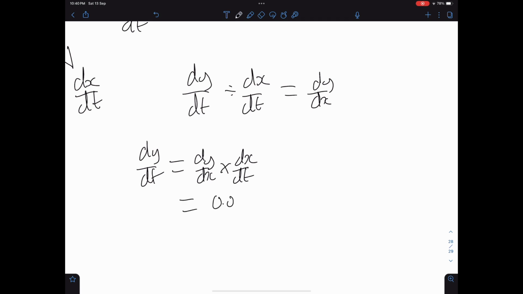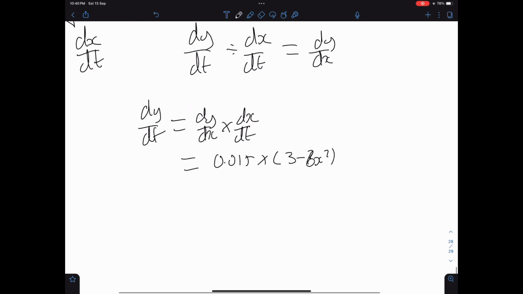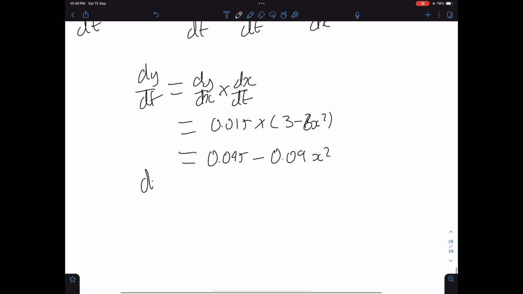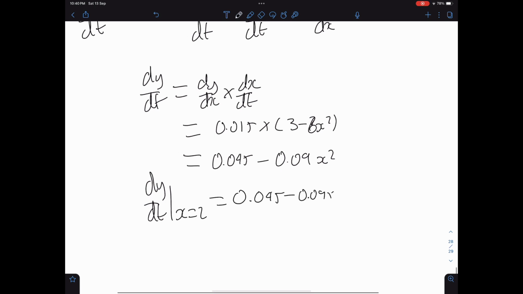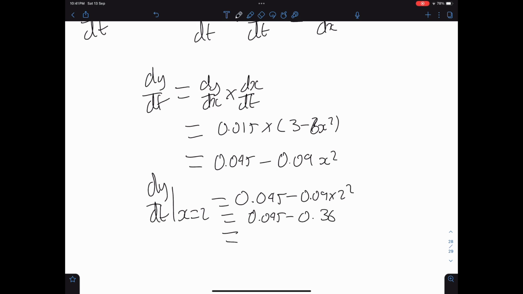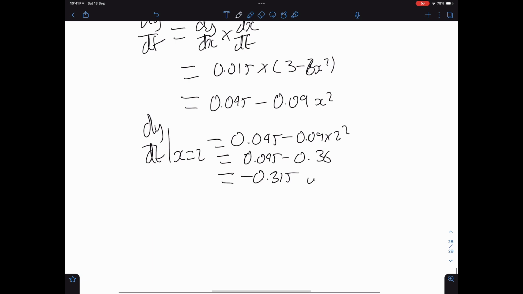So that's 0.015 multiplied by 3 minus 6x squared, equals 0.045 minus 0.09x squared. So dy/dt when x equals 2 equals 0.045 minus 0.09 times 2 squared. So that'll be 0.045 minus 0.36, which is negative 0.315, and that's units per second. And because that's negative, that would imply that y is actually a decreasing function.